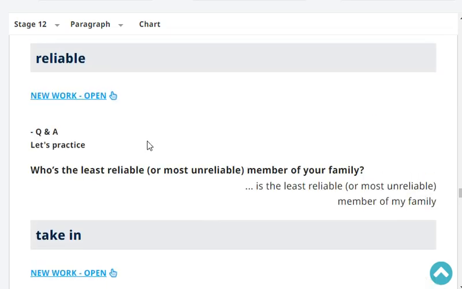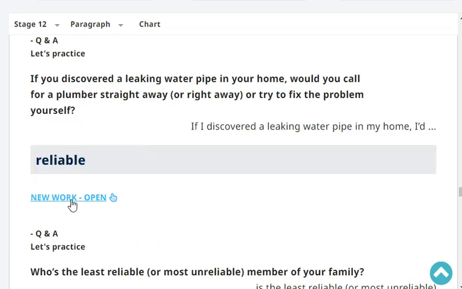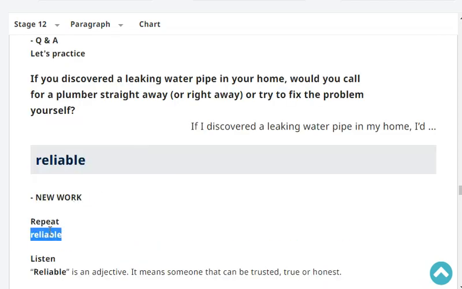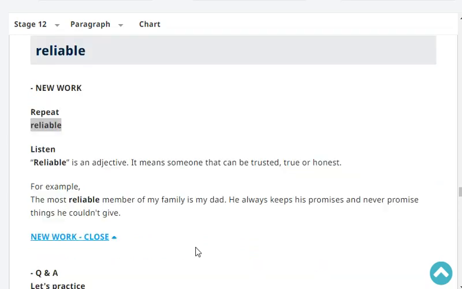Next, repeat. Reliable. Very good. Okay, listen. Reliable is an adjective. It means someone that can be trusted, true, honest, and you can depend on. For example, the most reliable member of my family is my dad.